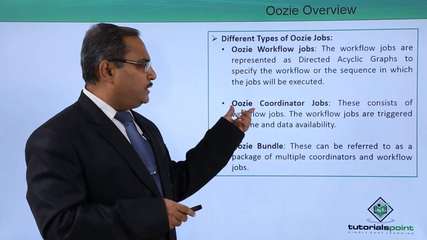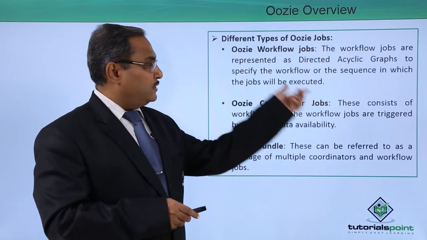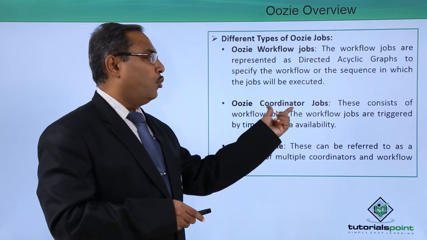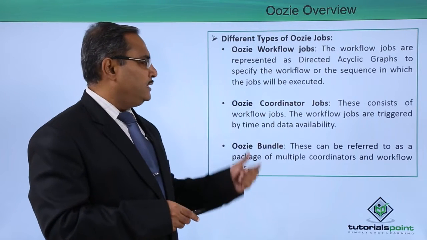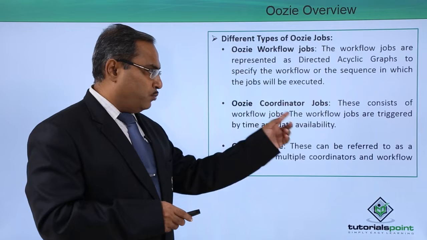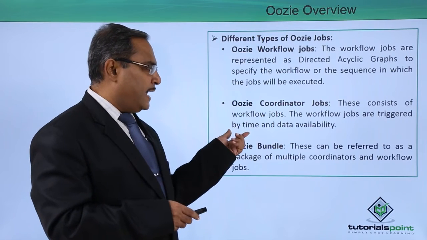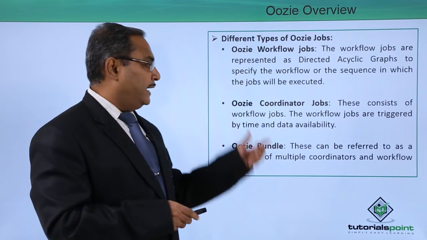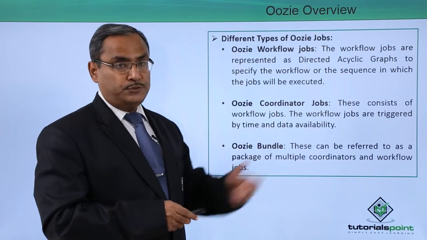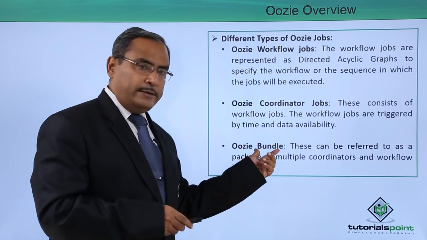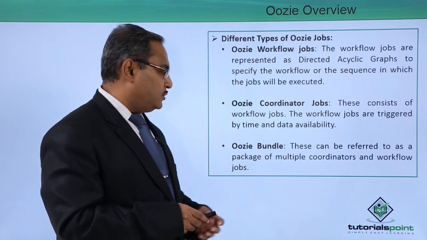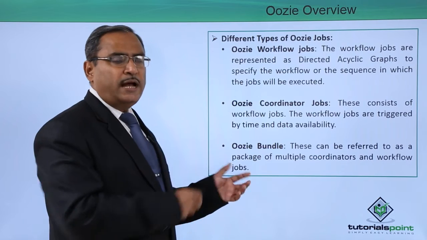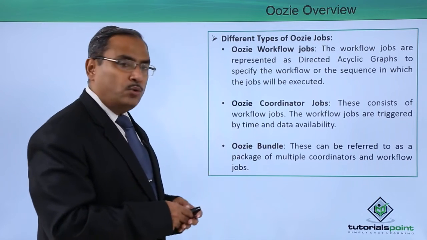Next one is the Oozie coordinator jobs. So first one was Oozie workflow jobs. Now we are going to discuss Oozie coordinator jobs. So this consists of workflow jobs, and the workflow jobs are triggered by time and depending upon the data availability, and that is known as the Oozie coordinator jobs. Next one is the Oozie bundle, and this can be referred to as a package of multiple coordinators and workflow jobs at the same time. So that's why it is called Oozie bundle.